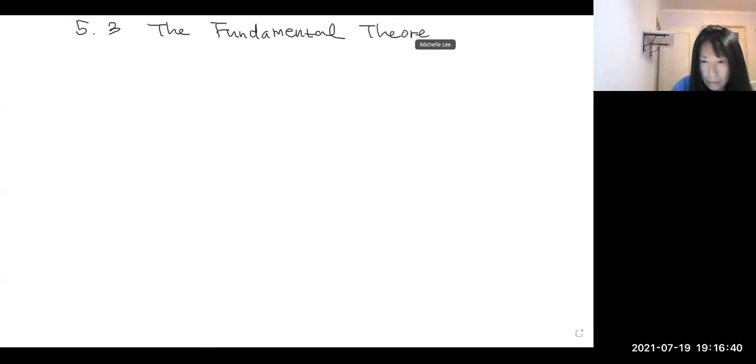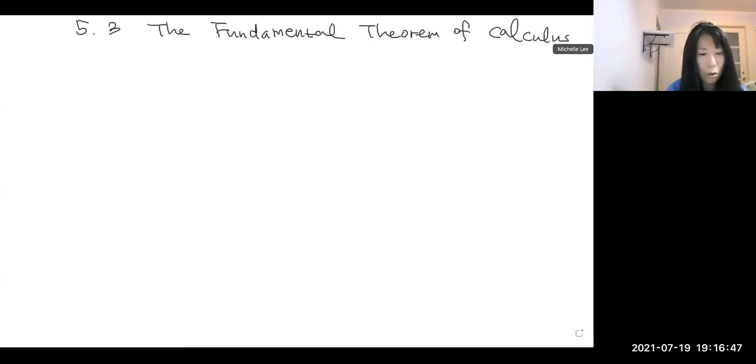So 5.3, the fundamental theorem of calculus. Okay, so your book changed that. So part 1, part 2 is a switch. Normally the other book is a different one.